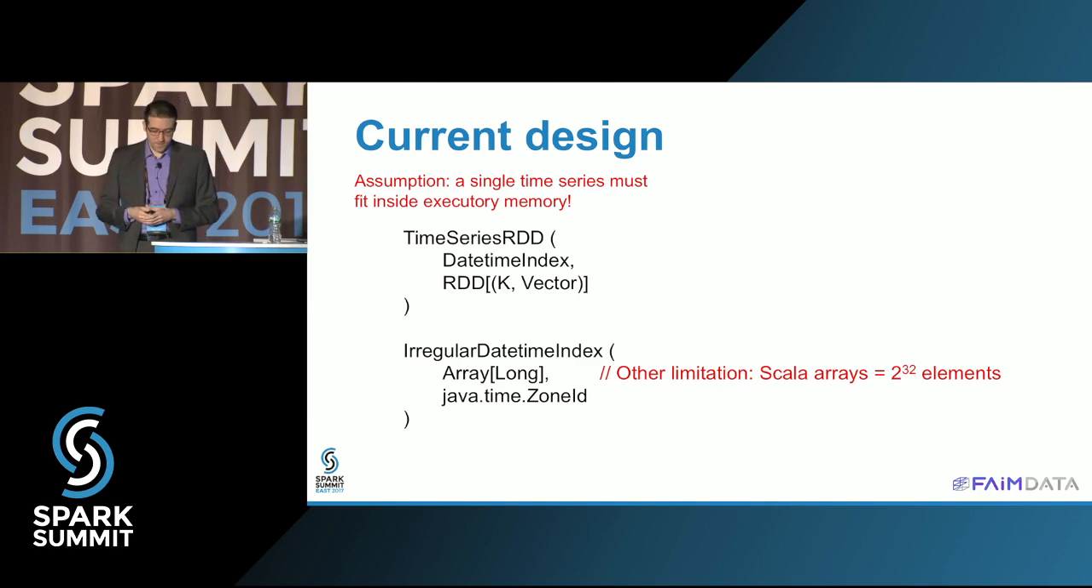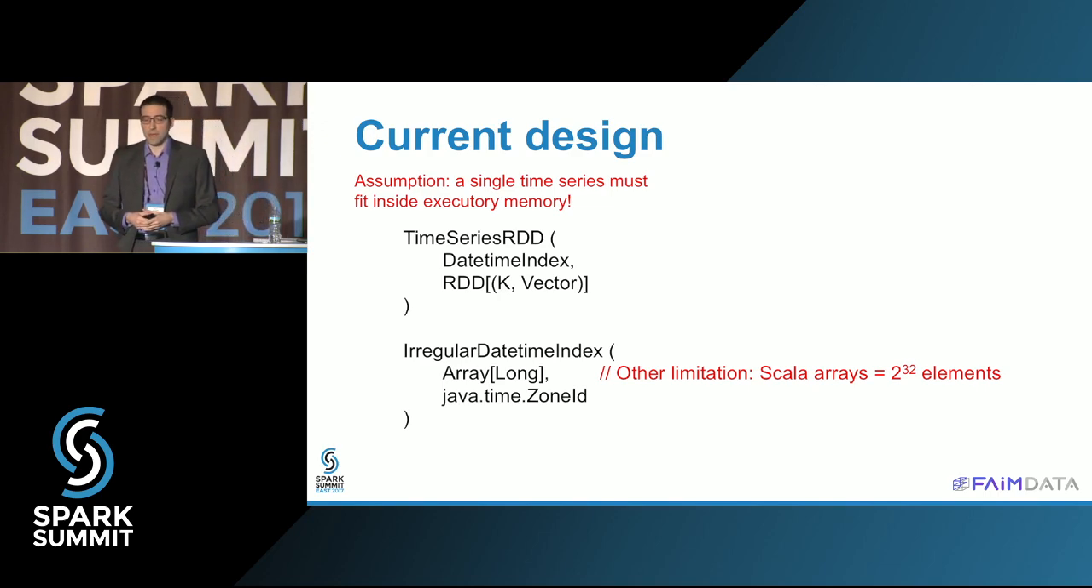So there's two components. There is the datetime index, which is an interface that has three implementations. There's the uniform datetime index for evenly spaced time series. There's the irregular datetime index for unevenly spaced time series. And there's the hybrid datetime index, which is a construction of one or more uniform and irregular datetime indices. And so if we go back to the time series RDD, we have the datetime index, and then we have the actual data, which is an RDD of a pair of k and vector, where k is an arbitrary identifier for this variable, and vector is all of the values of that variable across time.